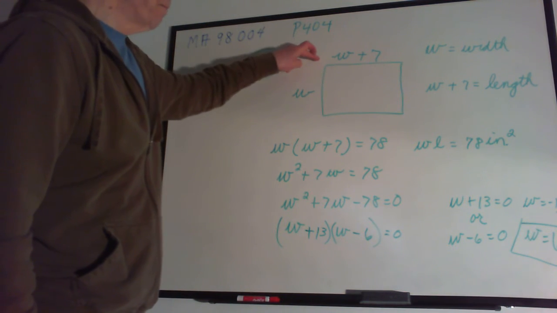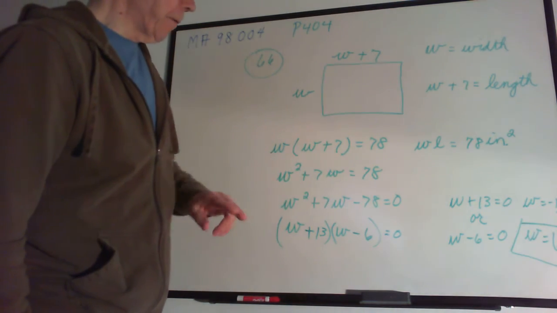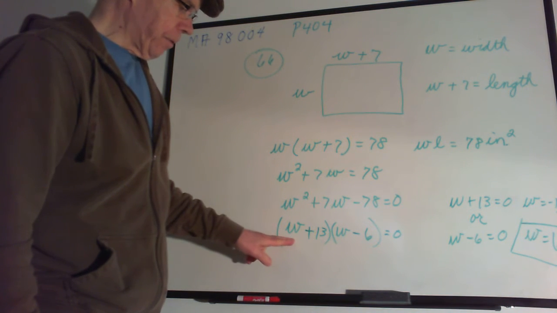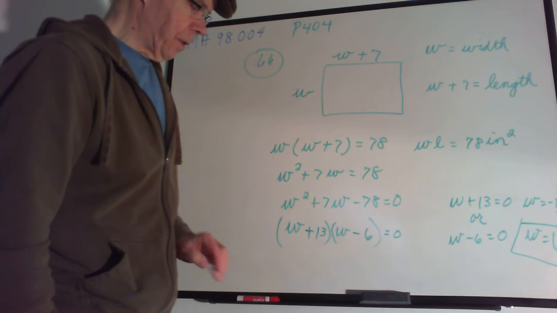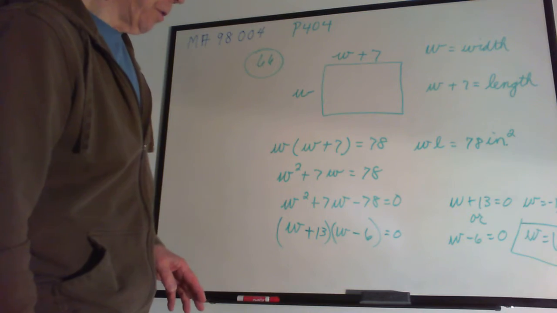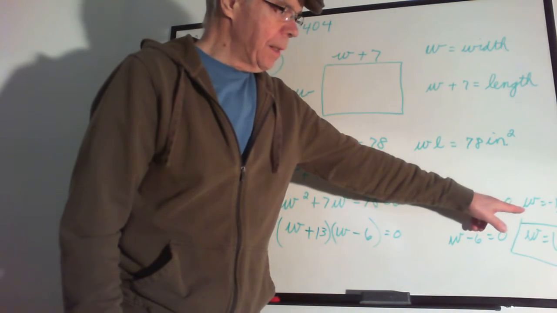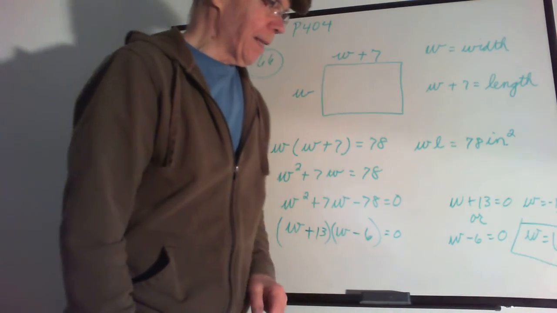All right. Multiply them together, you get W squared plus 7W equals 78. Bring 78 over to this side. You factor it, you get W plus 13 times W minus 6. If you had difficulty factoring this, don't feel bad. It's not that easy to do. So I set each one equal to 0. It says W is equal to negative 13 or W is equal to 6.